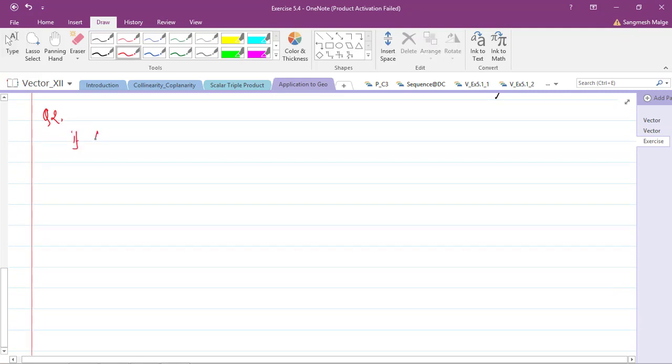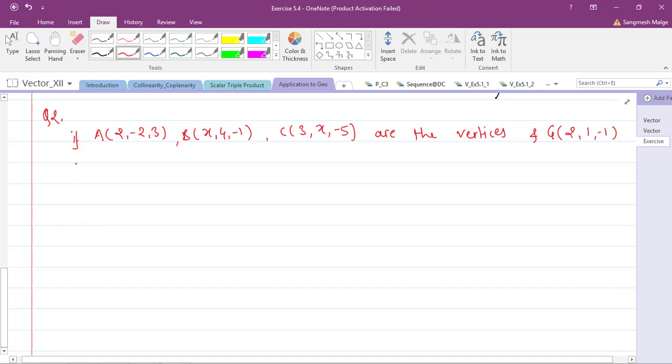If A(2, -2, 3), B(x, 4, -1), C(3, x, -5) are the vertices and G(2, 1, -1) is the centroid of a triangle ABC, then by vector method find the value of x. Okay, so how to proceed?